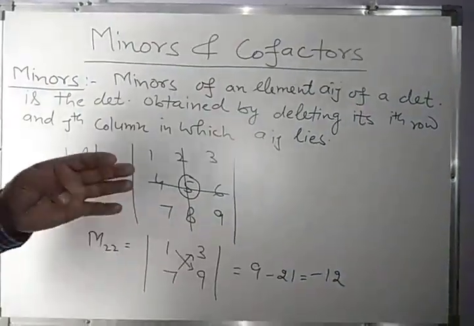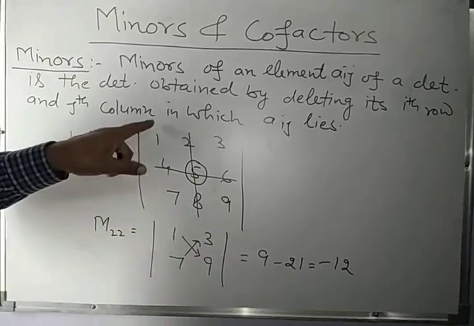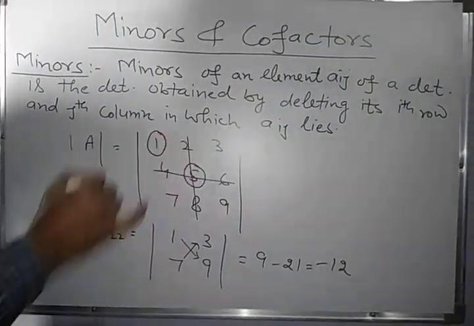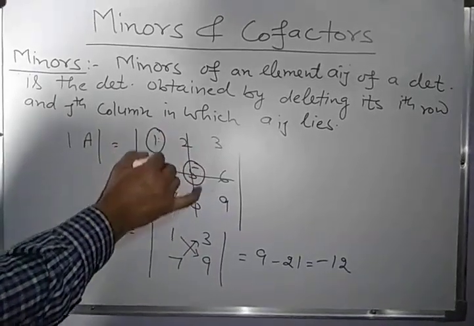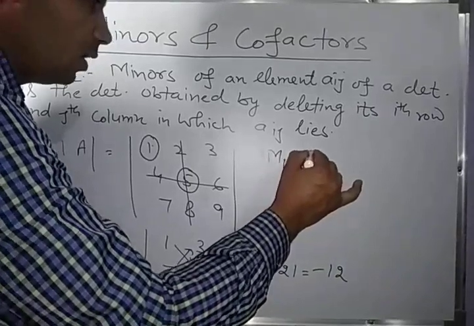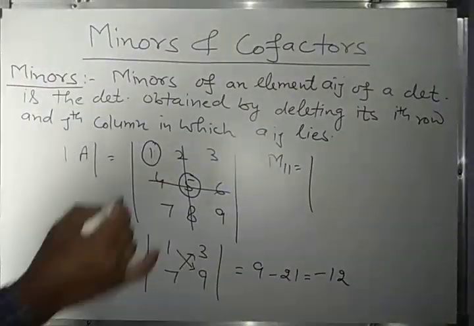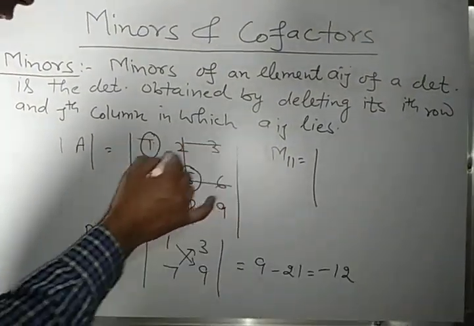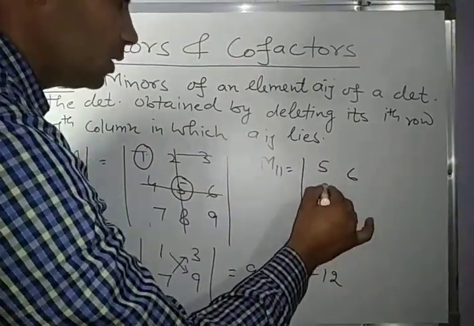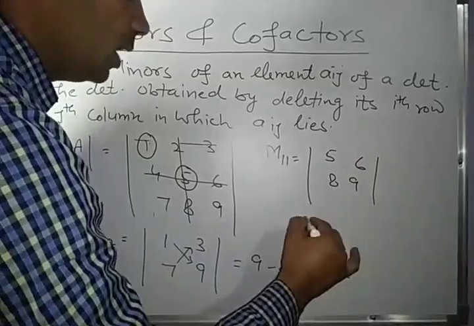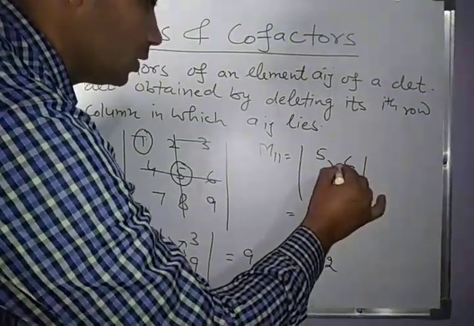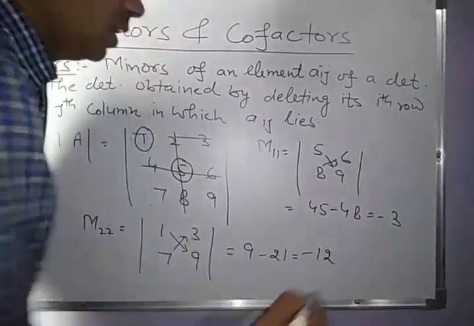So we can find the minor of any element. If we find the minor of A11, we delete this row and this column, and M11 is equal to the value of the determinant obtained by deleting this row and this column. So 5, 6, 8, 9 gives 45 minus 48, which implies minus 3.